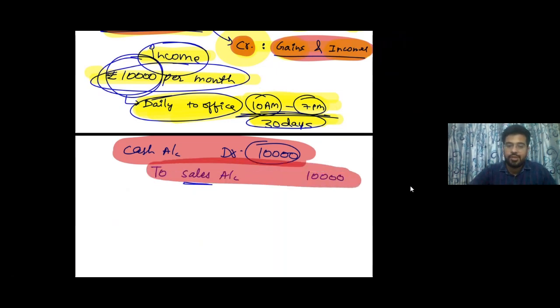income account. So sales is an income for the business. So that is the sales account being credited. This is an income account. It is a type of income account. Am I clear, everyone? Are the concepts clear?